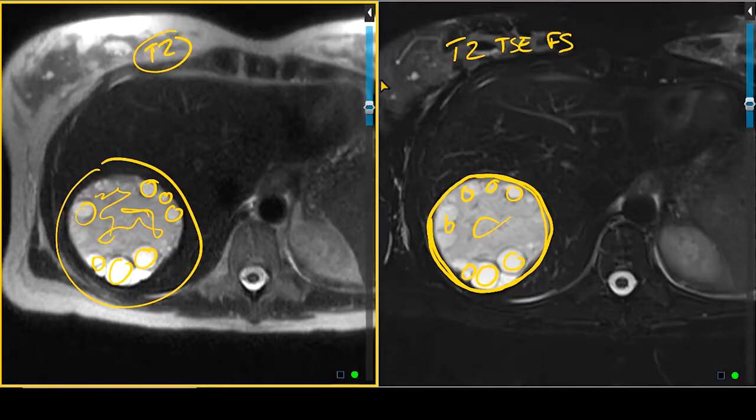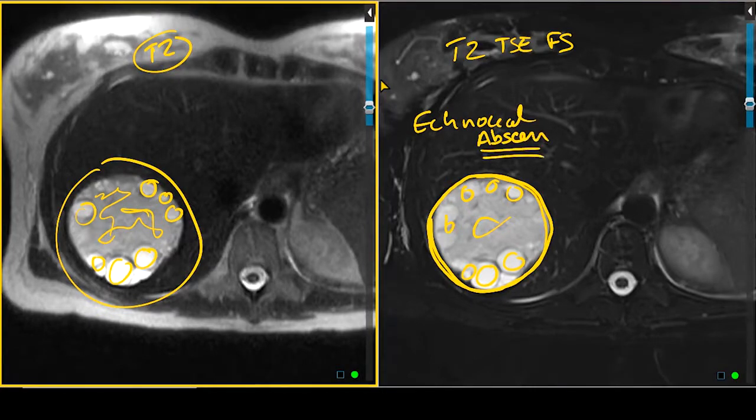So we didn't do a lot more sequences for this patient, and certainly did not give intravenous contrast, but this imaging appearance is quite characteristic of a particular type of abscess that can afflict the liver. This is known as an echinococcal abscess, and this is a manifestation of hepatic hydatid disease.